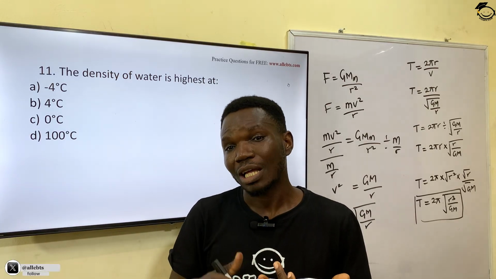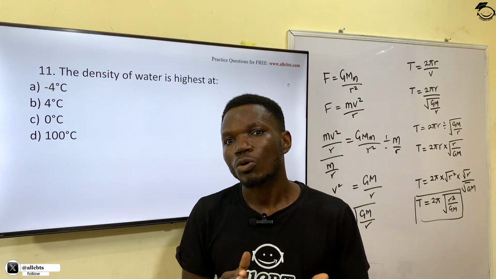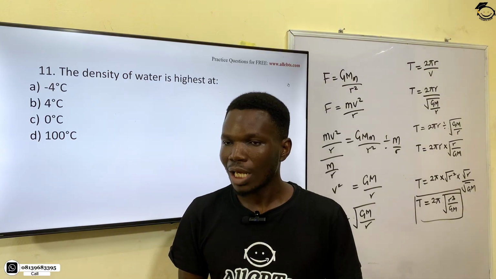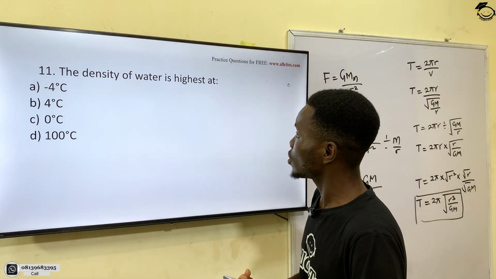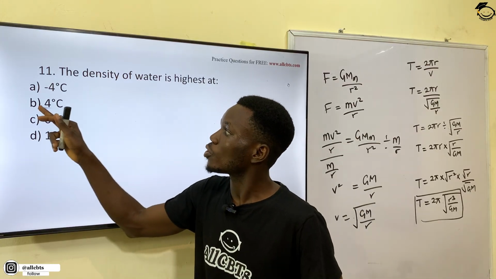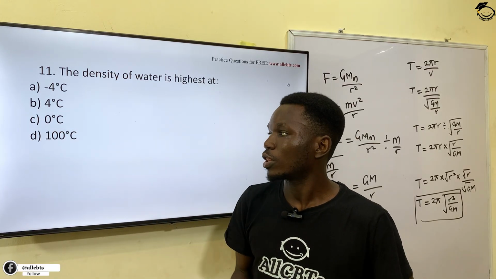And when you continue heating it above 4 degrees Celsius, it starts expanding uniformly instead of contracting. So it means at 4 degrees Celsius, water has the highest density. So the correct answer to this question is option B, which is 4 degrees Celsius.